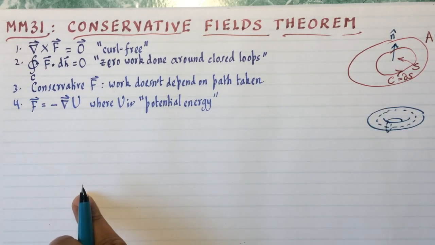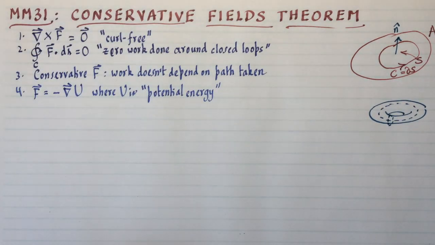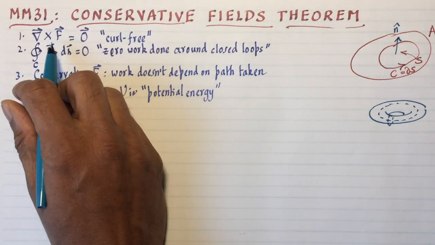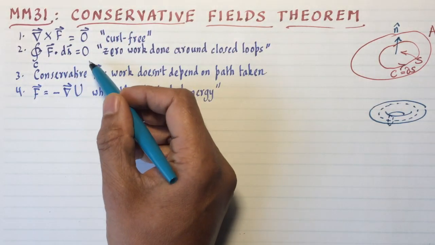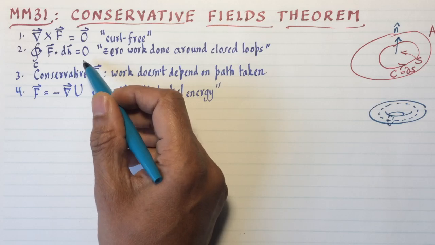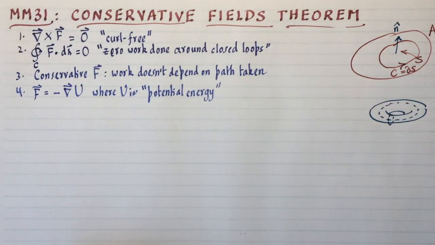So the conservative fields theorem says that these statements are equivalent. One leads to the other as a theorem. So the vector field F is said to be curl free if the curl is 0. Well, that in turn implies that if you go around a closed loop, that vector field, let's just call it a force because that's the usual application, that force does no work. And also, if it's a conservative field, then the work done by that force does not depend on the path taken. That's the third statement.